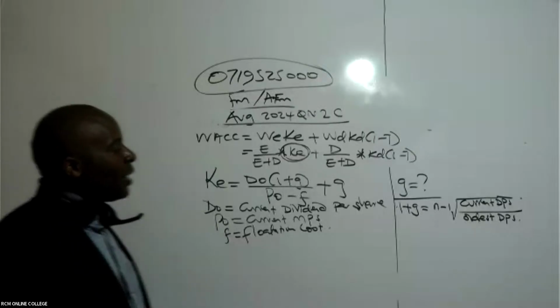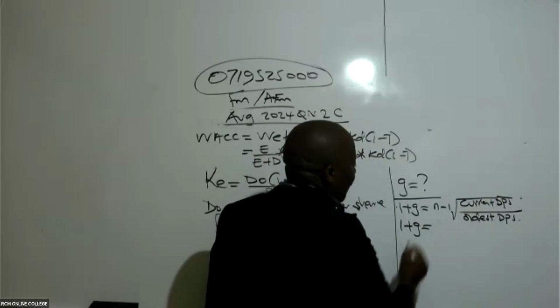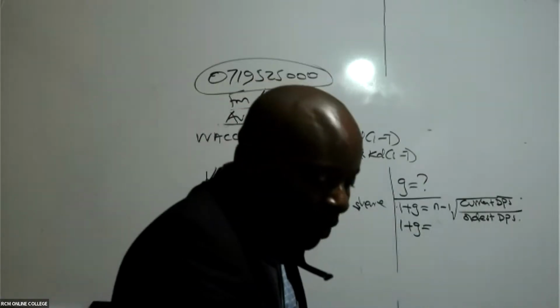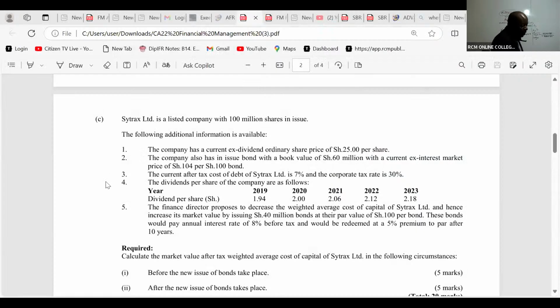Then what do we have here, my friends? My 1 plus growth rate in dividends. Please see the question provided. They have given the dividend amounts. In note number 4, the dividends per share of the company are as follows. From 2019, they've given us these dividend amounts. So now how many years do we have here?